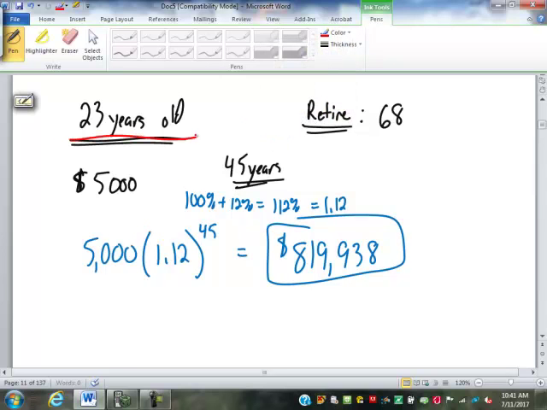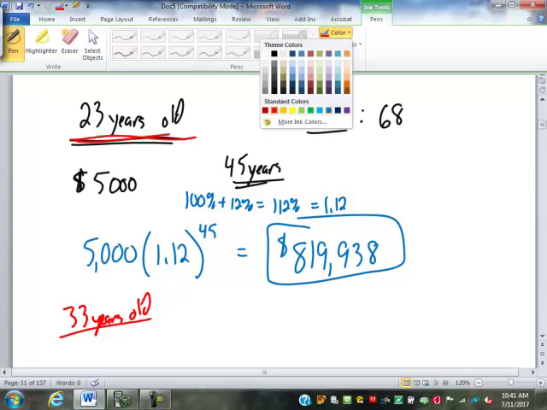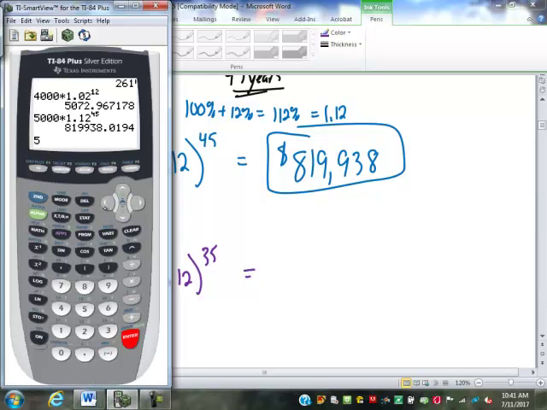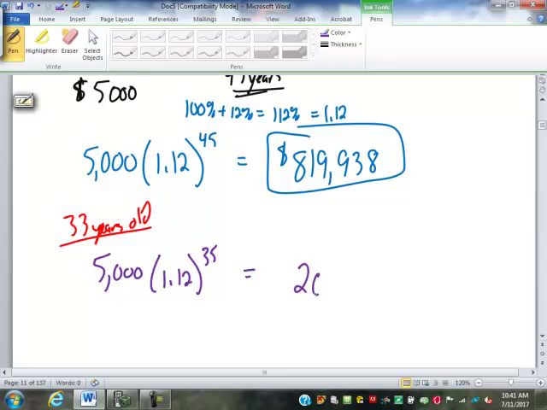Let's say that this person gets out of school at the age of 23 and says, no, I want to play with my money. I want that nicer house. I want a better car. And they wait till they're 33 years old. And then they save that $5,000 and put it away. Well, now it's only going to sit there for 35 years, right? It drops to $263,998. It drops to less than 1/3 the amount.